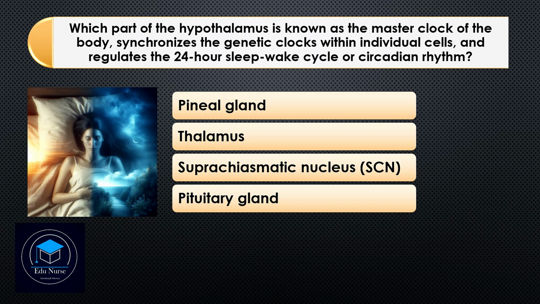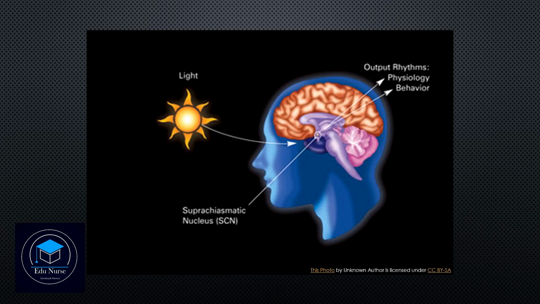So let's go to a question. Which part of the hypothalamus is known as the master clock of the body, synchronizes the genetic clocks within individual cells, and regulates the 24-hour sleep-wake cycle or circadian rhythm? And the options are pineal gland, thalamus, suprachiasmatic nucleus, pituitary gland. So the correct answer is suprachiasmatic nucleus.